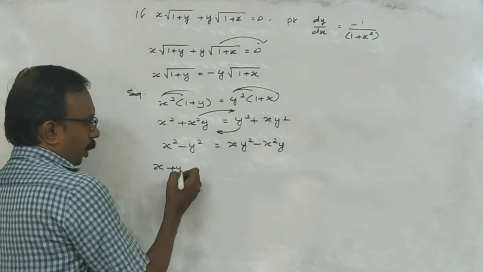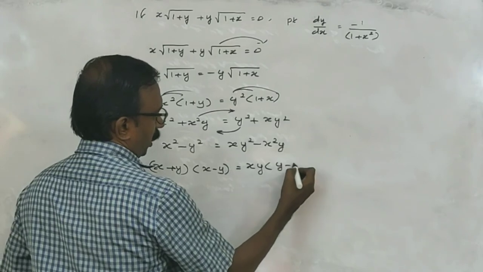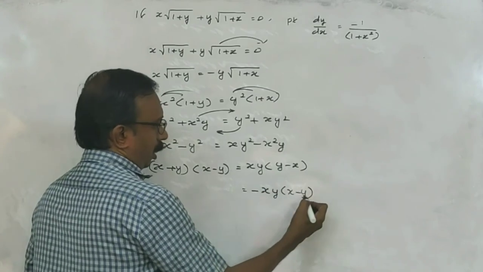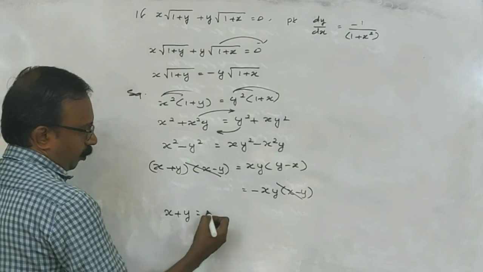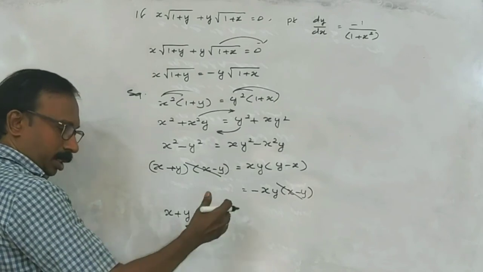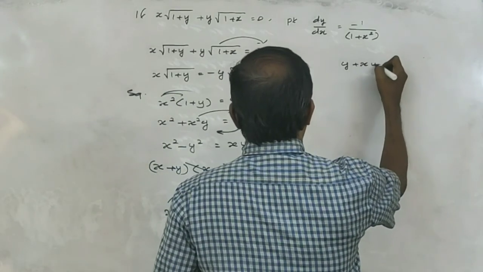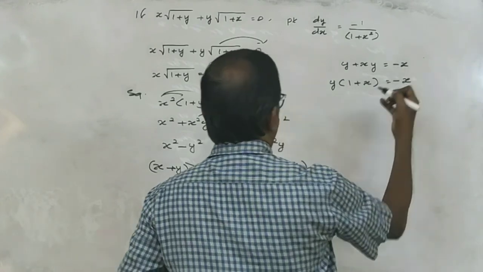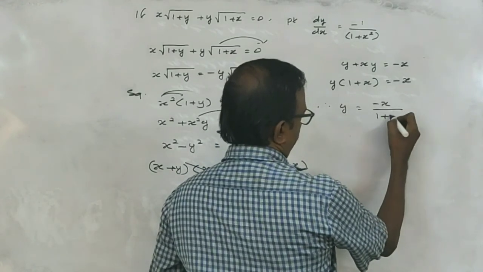Now, here it is (x plus y) into (x minus y). And here, you can take an xy outside into (y minus x). Now, y minus x is minus of (x minus y), and we can eliminate one (x minus y) from here and here. Now, x plus y is equal to minus xy, and this xy comes to LHS and x goes to RHS. So, y plus xy is equal to minus x. So y into (1 plus x) is equal to minus x. Therefore, we can find y as minus x by 1 plus x.